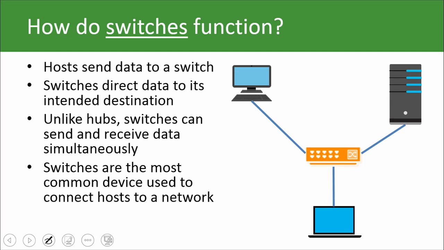We're able to correct this problem with devices called switches. Unlike hubs, switches send and receive data simultaneously, and they also send it directly to its intended destination. So take a look at this example here on the right. You have data being sent simultaneously, not even necessarily between two different devices, but amongst different devices entirely, and they go specifically to their intended target.